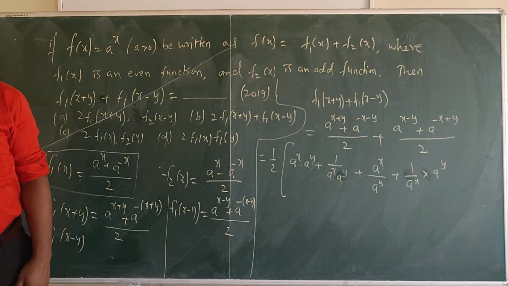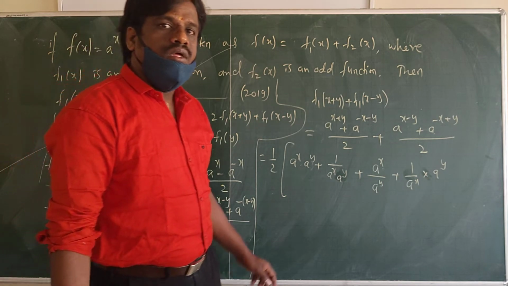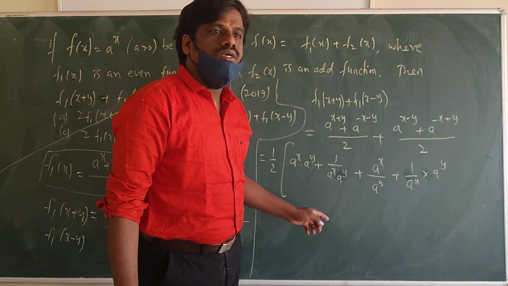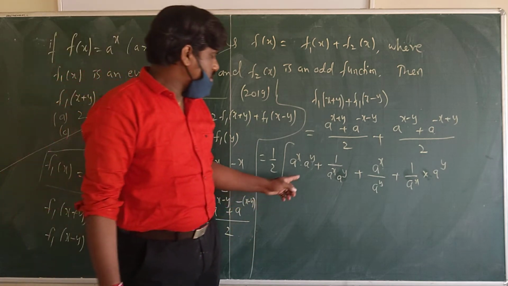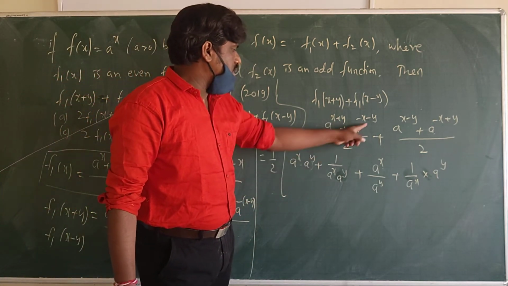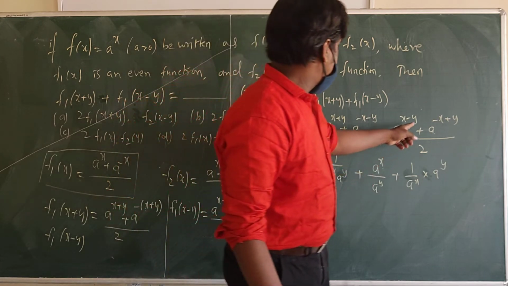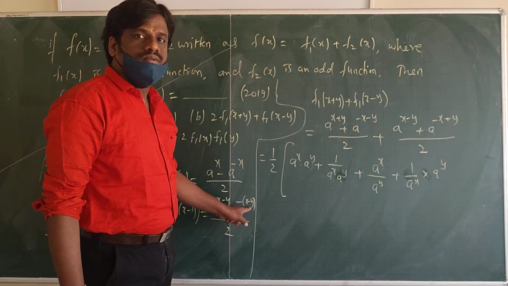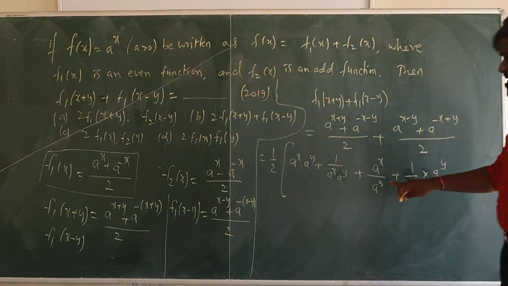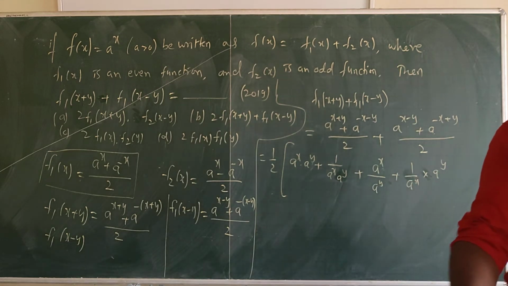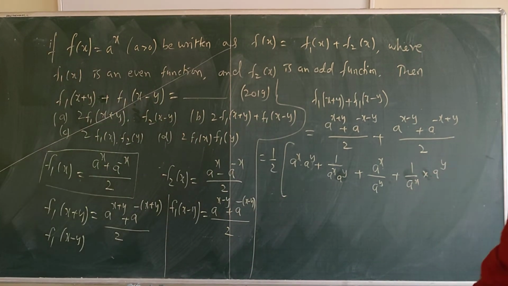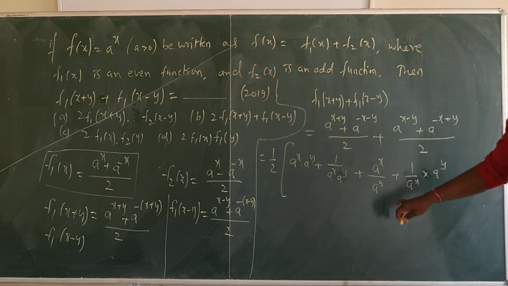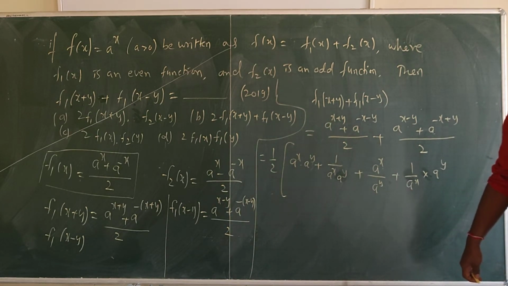So there should be a minus. Where? a to the power x minus y, minus a. Tell me. a^x into a^y, this is the second term. The middle side should be minus. See, minus x, minus into minus is plus, no? No sir, middle term, a^(x-y). Tell me, what's wrong here?